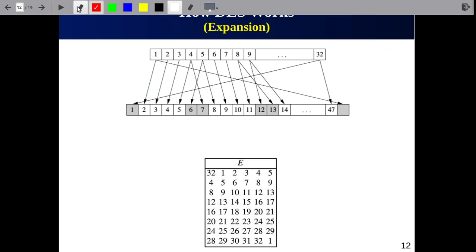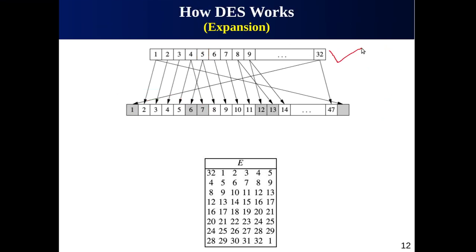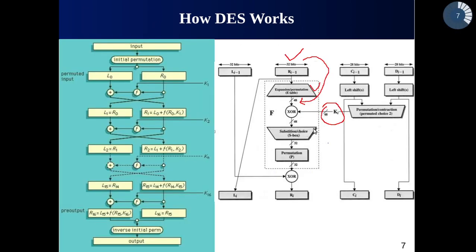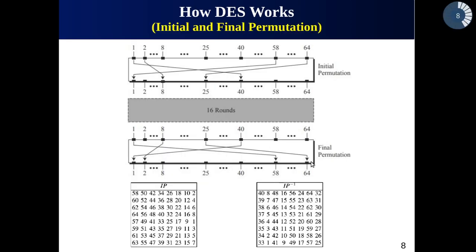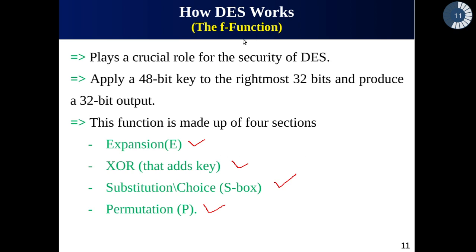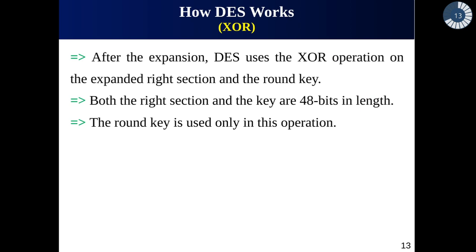In simple words, it will convert a 32-bit input into a 48-bit output. Why? So that we can make it compatible with the key size. The input is 32 bits, it is expanded to 48 bits, and the key is also 48 bits. And then we have to apply the exclusive OR. So the next component of the F function is the exclusive OR operation.